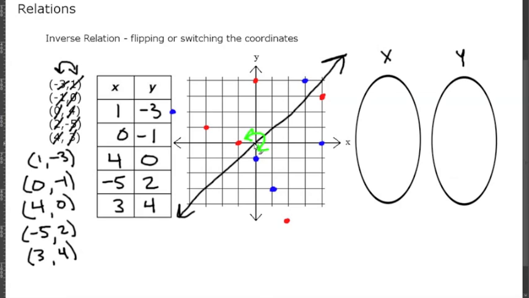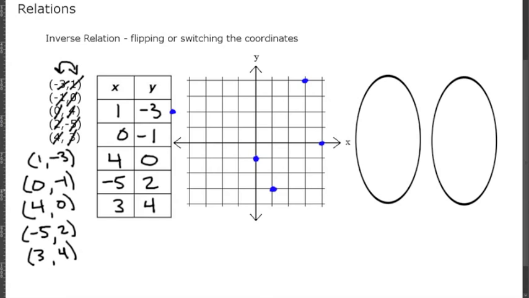So you can see that originally this was -1, 0, and it became 0, -1. So this -1, 0 became this 0, -1. We can even look at this coordinate right here. This would be 0, 4, and it became 4, 0. 0, 4 became 4, 0. It's just a reflection over this diagonal line, which is y equals x.